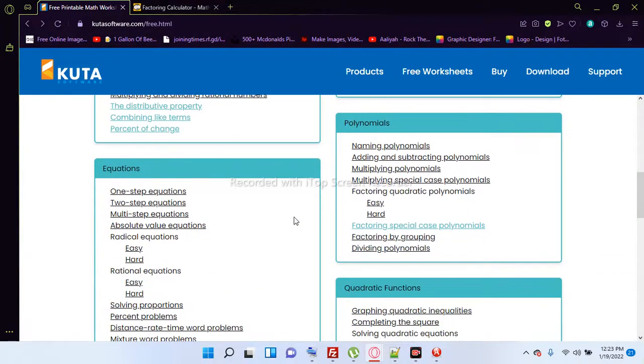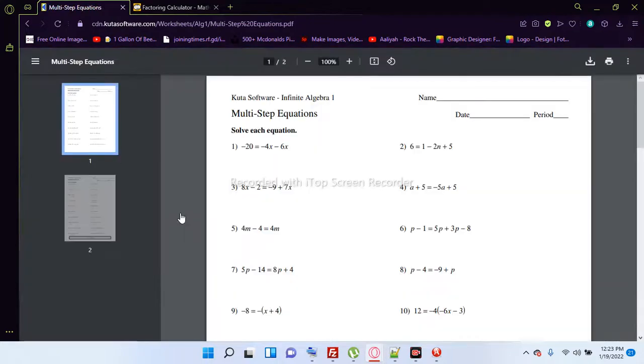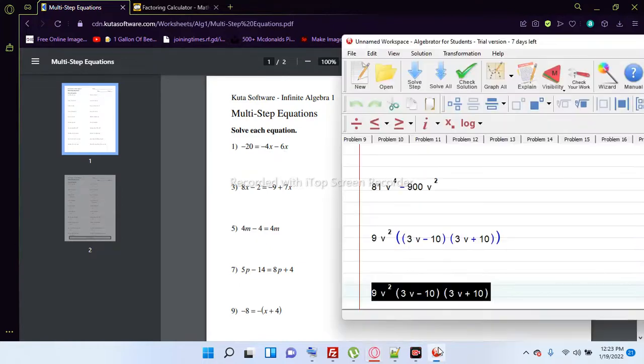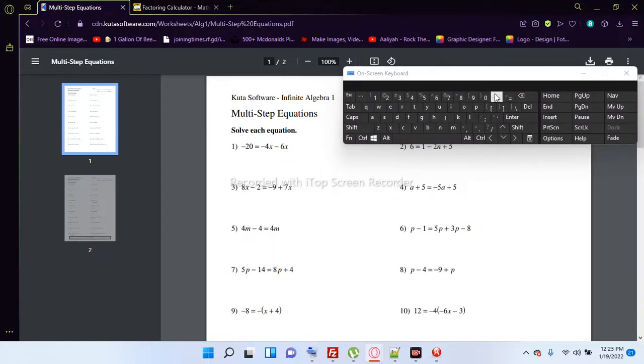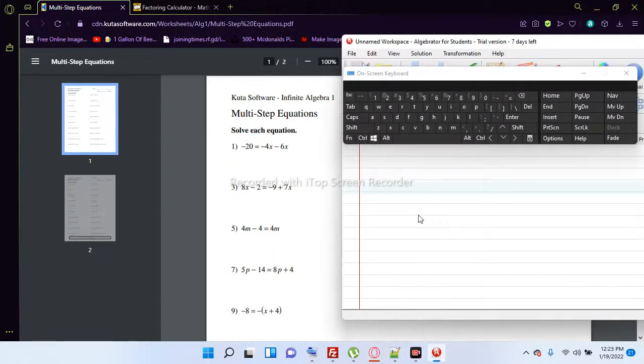Okay, let's see. Multi-step equations. Negative 20 equals negative 4x minus 6x. Again, what we're going to do is we're going to go to Algebrator, type in negative 20, on your keyboard, negative 20, equals negative 4x, minus 6x.